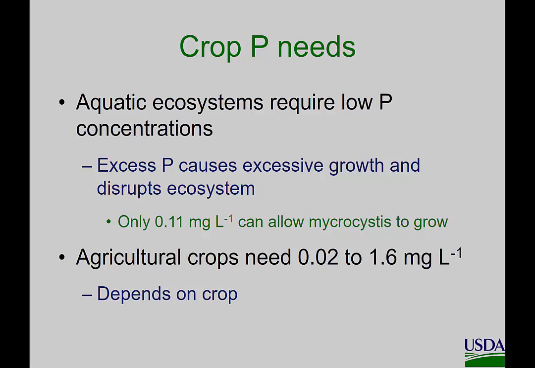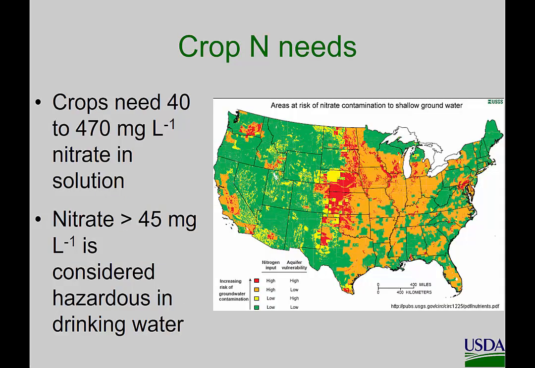But on the other hand, agricultural crops need 0.02 to 1.6 milligrams per liter, depending on the crop. Similar for nitrate. Crops need 40 to 470 milligrams per liter of nitrate in solution. Again, we're talking solution concentrations, not soil. We need a lot in solution to reach maximum growth potential. However, nitrogen greater than 45 milligrams per liter is considered hazardous for drinking water.